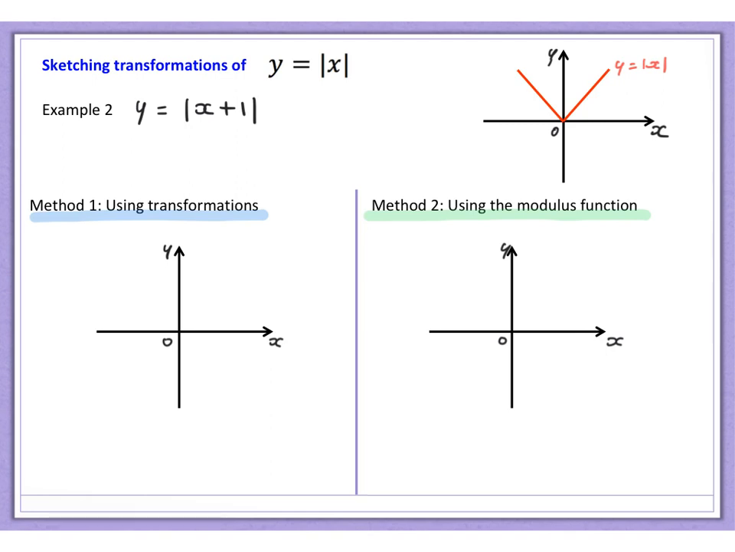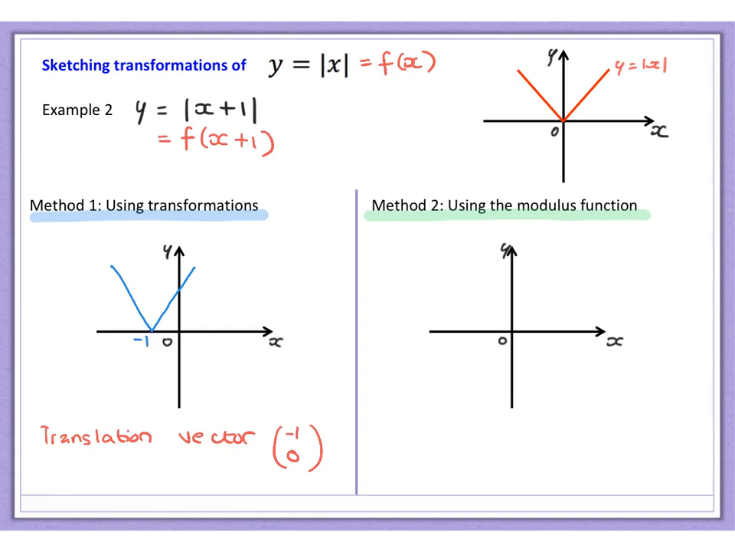So method 1, remember, we're calling y equals mod x our original f of x, and we should be able to see from our work on transformations of functions that this is f of x plus 1, because the modulus is being applied to all of x plus 1. So we know that this is a translation, and we know it's with a vector of negative 1, 0, which means the function will be shifting 1 unit to the left. So it will look like this. -1 here, and it will cross the y-axis at 1.